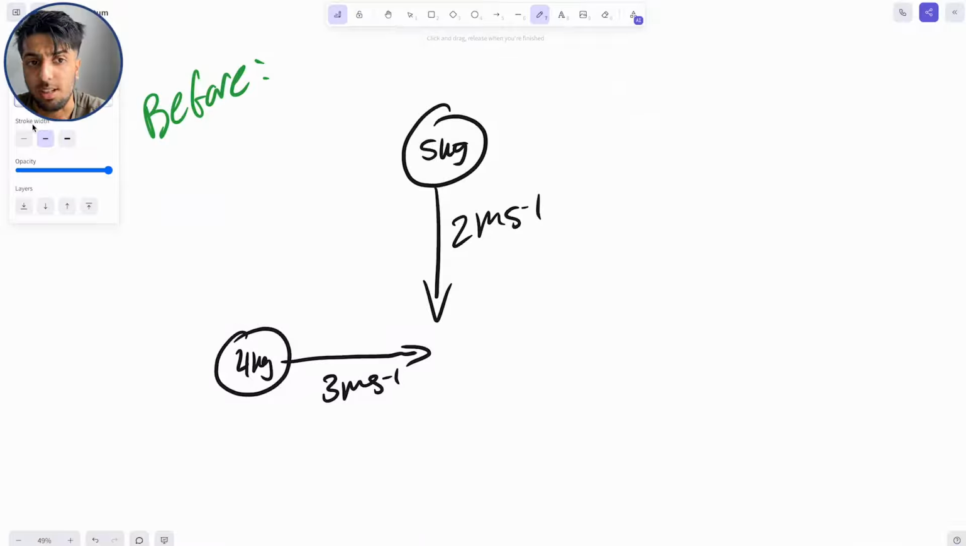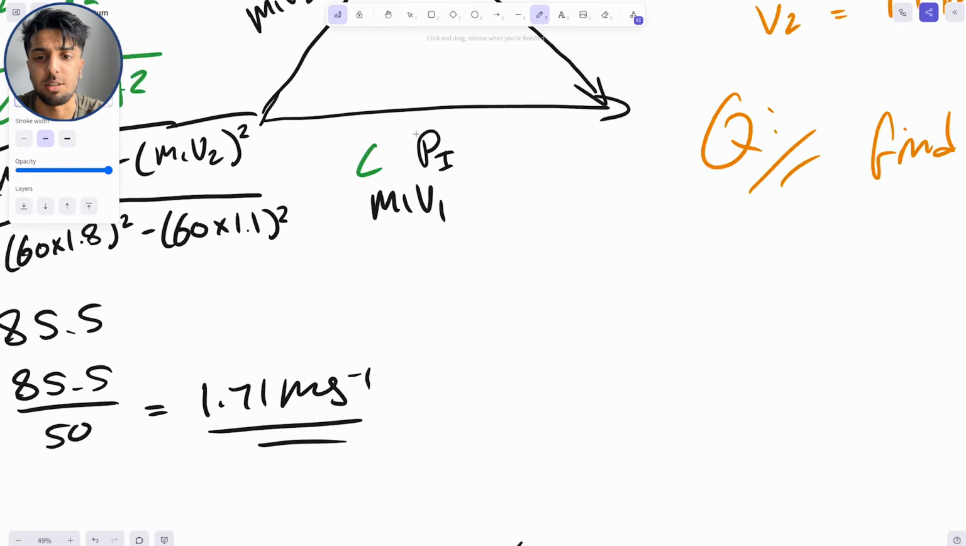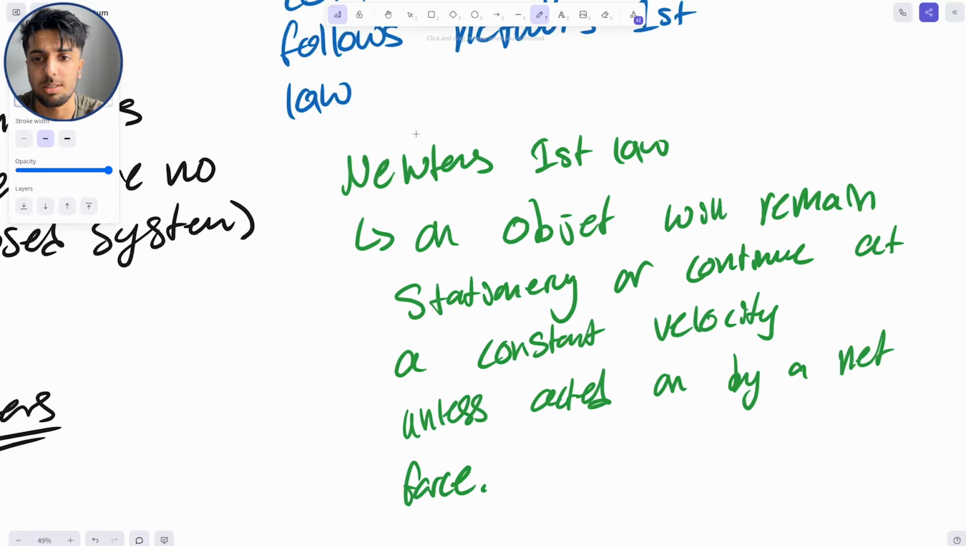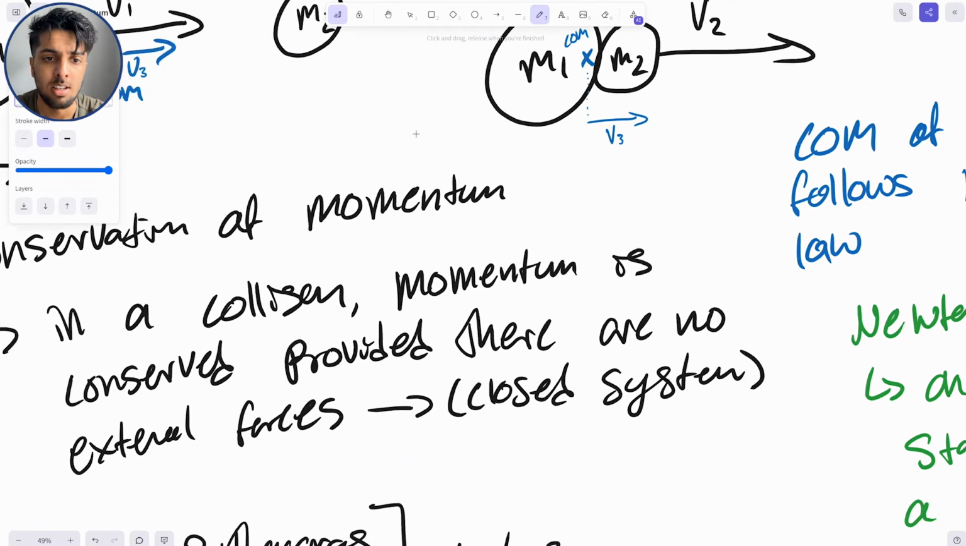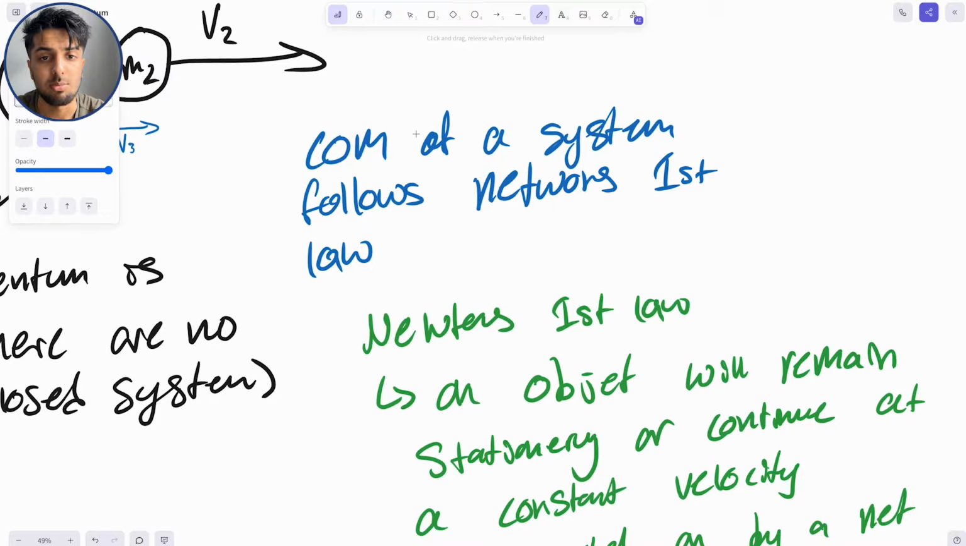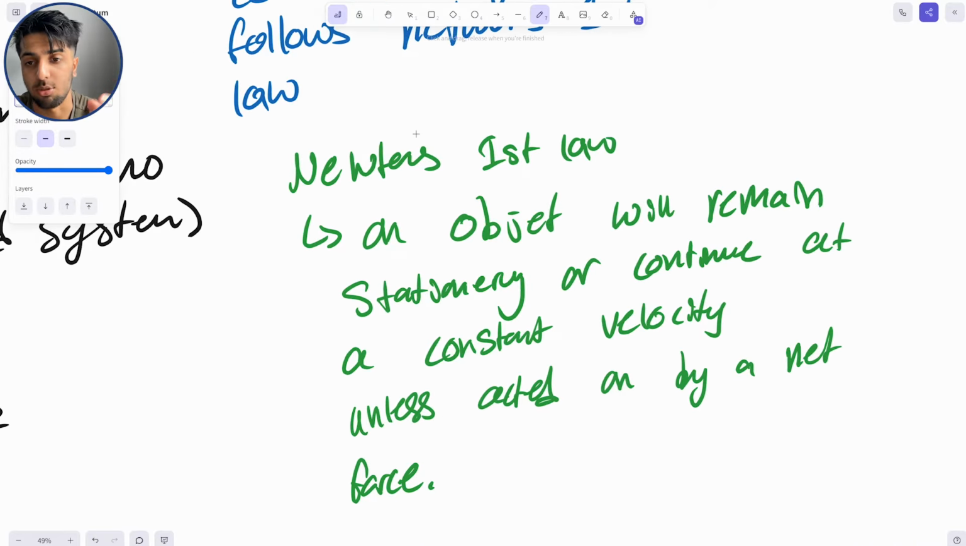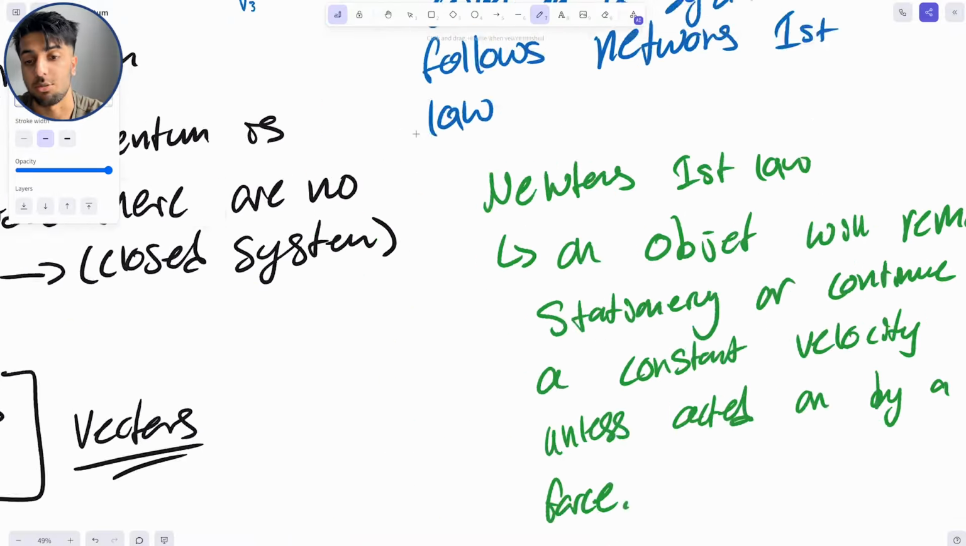And so the key idea for this problem is that in conservation of momentum, the center of mass of the system will be moving at a constant velocity before and after the collision, which we can see in our previous video. If we scroll up here, we said that another way to define the conservation of momentum is that the center of mass of the system follows Newton's first law, which is that an object will remain stationary or continue at a constant velocity unless acted on by a net force. In a closed system, by the way.